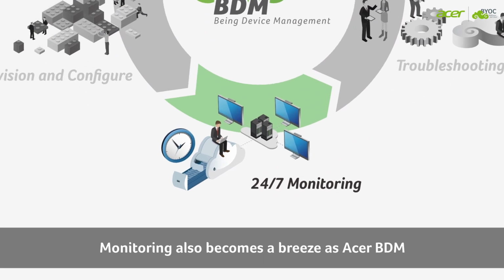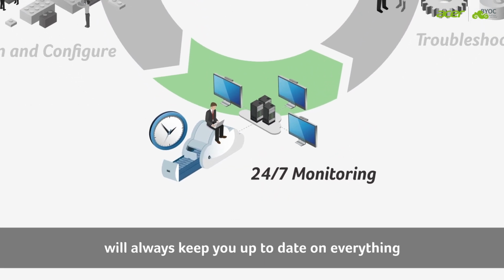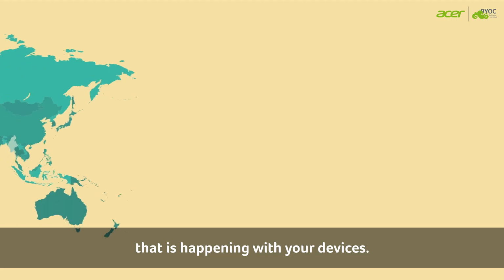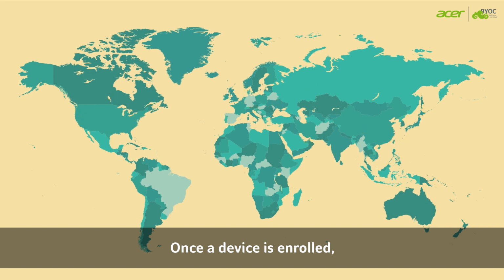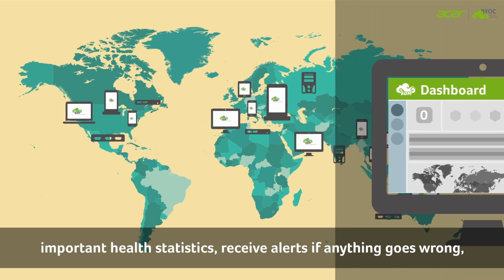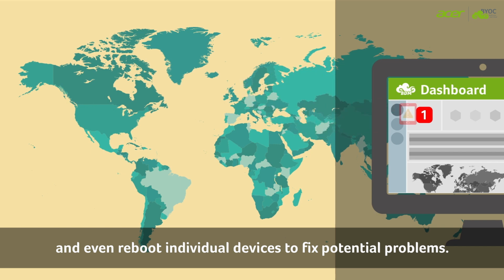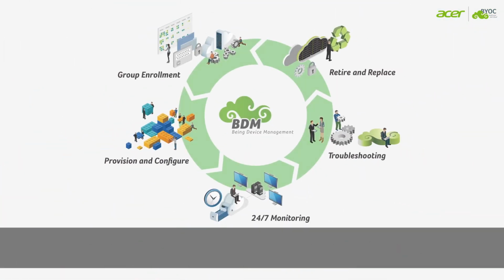Monitoring also becomes a breeze, as Acer BDM will always keep you up to date on everything that is happening with your devices. Once a device is enrolled, you'll be able to quickly view important health statistics, receive alerts if anything goes wrong, and even reboot individual devices to fix potential problems.